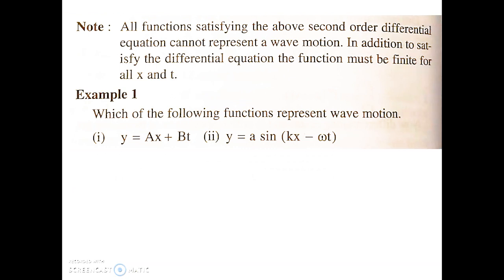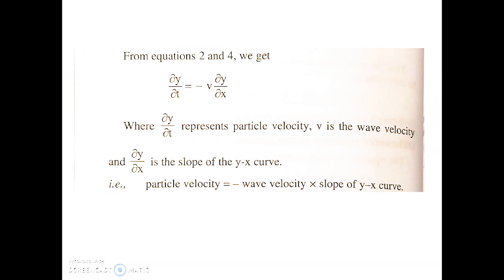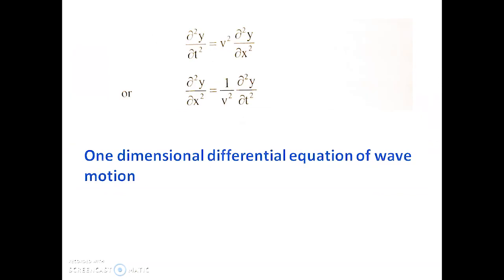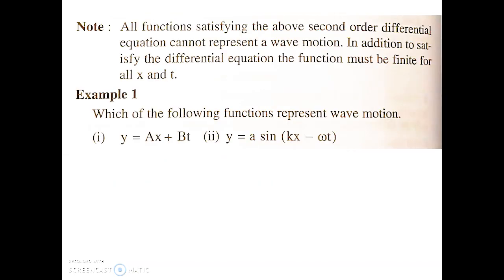Kindly note that even if the equation ∂²y/∂x² equal to 1 over v squared into ∂²y/∂t² is satisfied by a function, it may not always represent a wave. The condition is that the values must be finite for all x and t. So all functions satisfying the second order wave equation cannot represent a wave motion. Besides satisfying the differential equation, the function must be finite for all values of x and t.